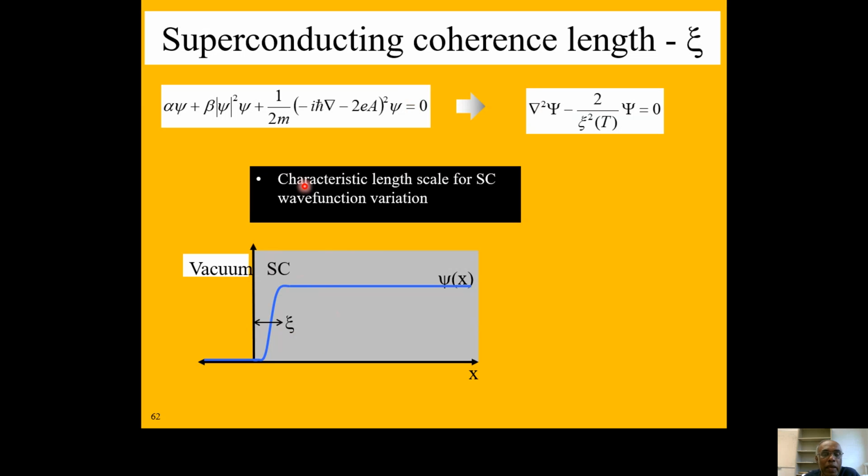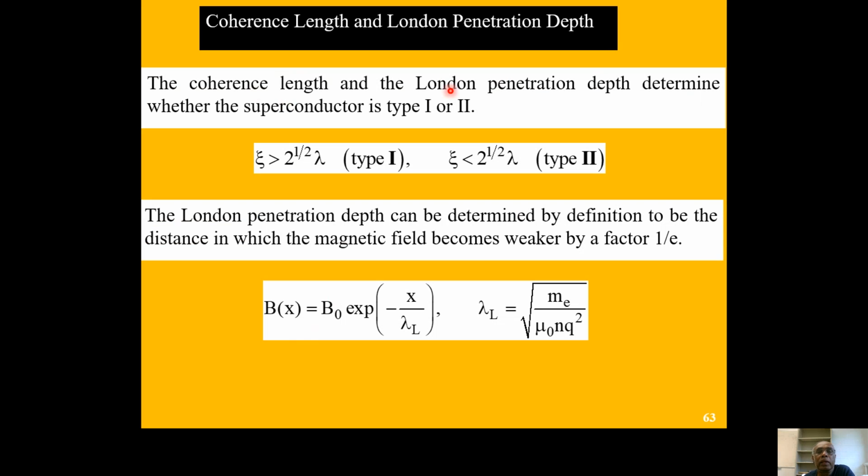So this lambda and theta are the reason you can categorize type 1 and type 2 superconductors. So coherence length and this penetration depth. If you have some material where this coherence length is greater than the square root of 2 times lambda, we call that a type 1 superconductor. If your theta is less than the square root of 2 times lambda, we call it a type 2 superconductor.